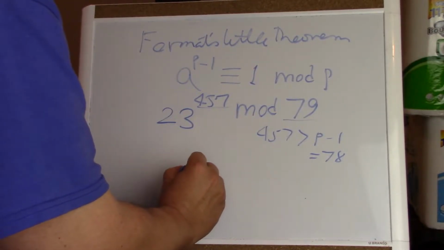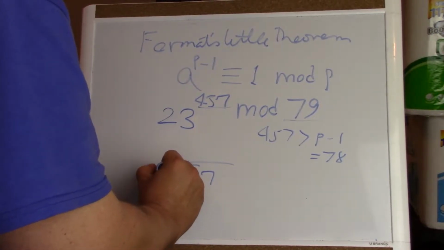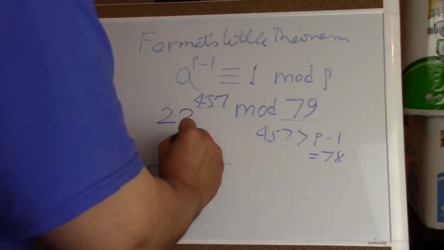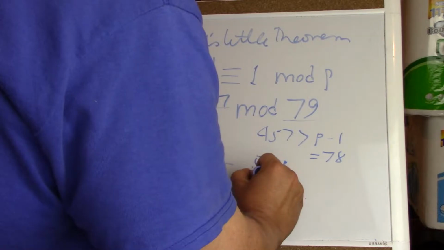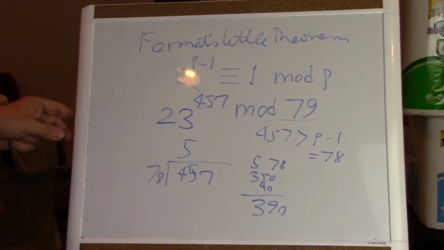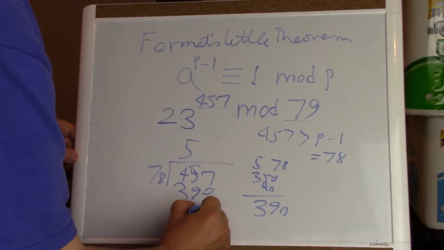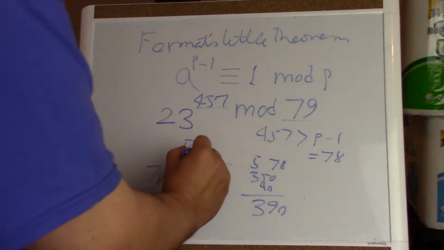So 457 divided by 78 is what? Let's do 5. So 5 times 78 is 390. Okay? And we're left with 67. Alright, so that's the remainder.